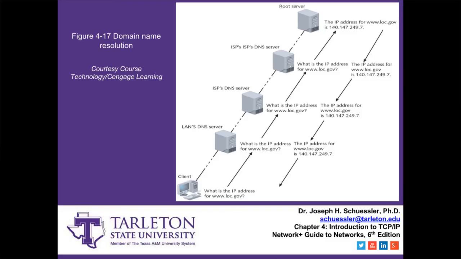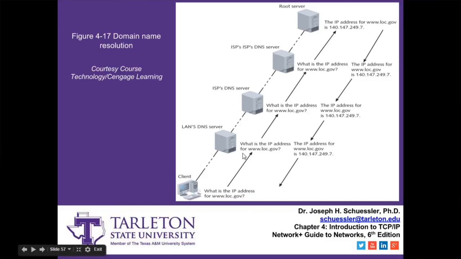Then we're going to look at our DNS cache. If we haven't already looked up this address in the past, it won't be there. So we're going to have to access our local DNS server. If the address is there, we're done. It's going to give us the IP address. We're going to go straight to it.